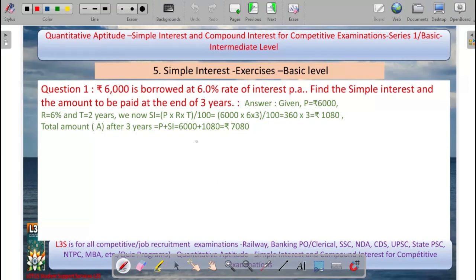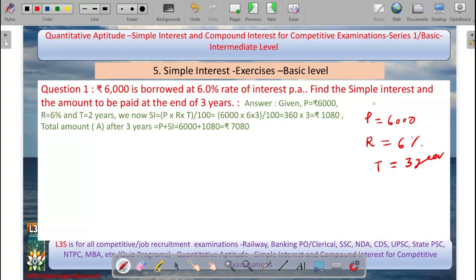First question. Rupees 6,000 is borrowed at 6% rate of interest per annum. Find the simple interest and the amount to be paid at the end of 3 years. So in this problem, first try to understand the problem. How much amount is borrowed? 6,000. So borrowed amount will always be P. P is 6,000. Then R is the rate of interest, 6%. And for how much time? For 3 years.